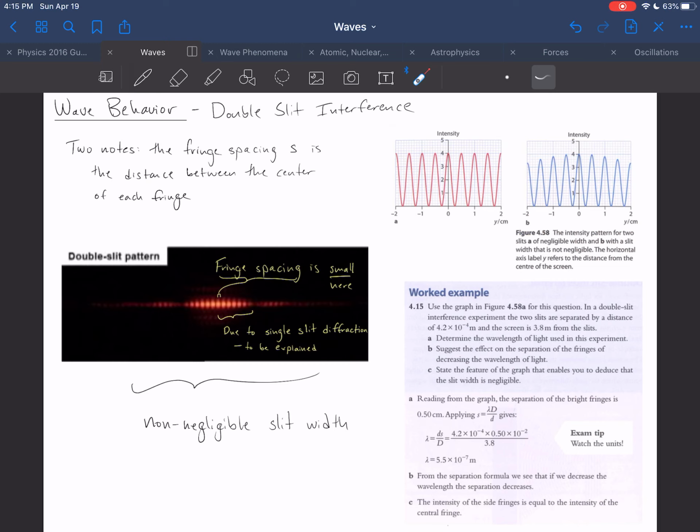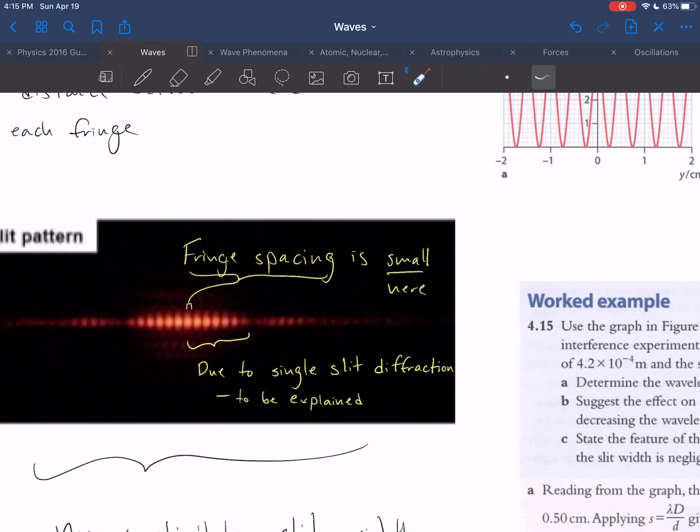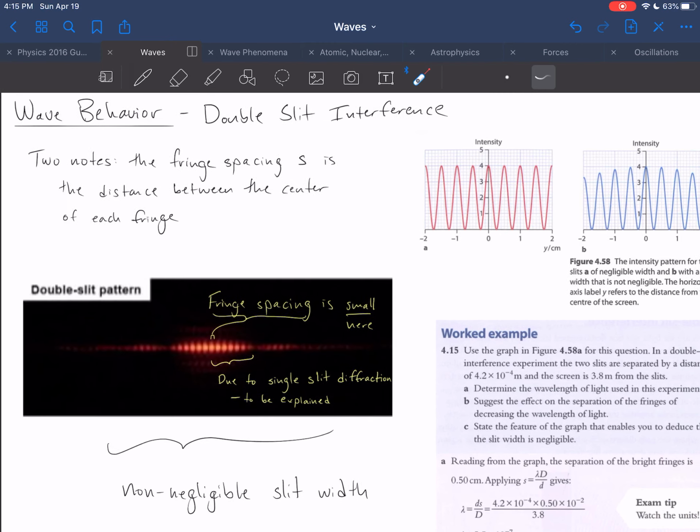All right. So, careful to note that when I say the distance between the fringes, I really mean the distance between the center of each fringe. Notice that the fringe is kind of wide, actually. So we mean that S is the distance between the center of each fringe. And that's the fringe distance here between this bright spot and this bright spot.